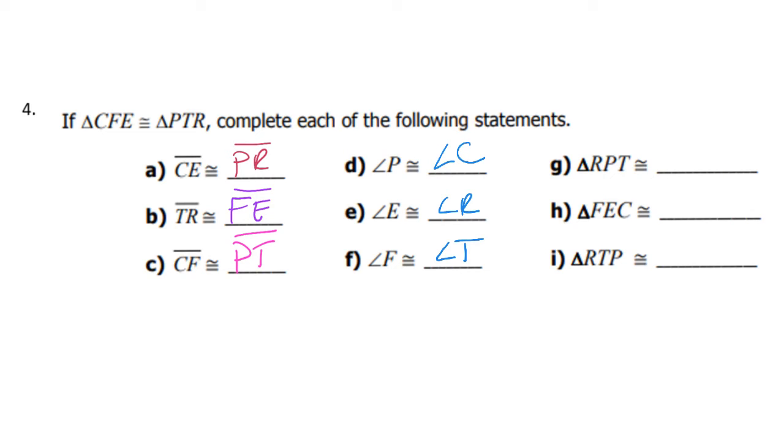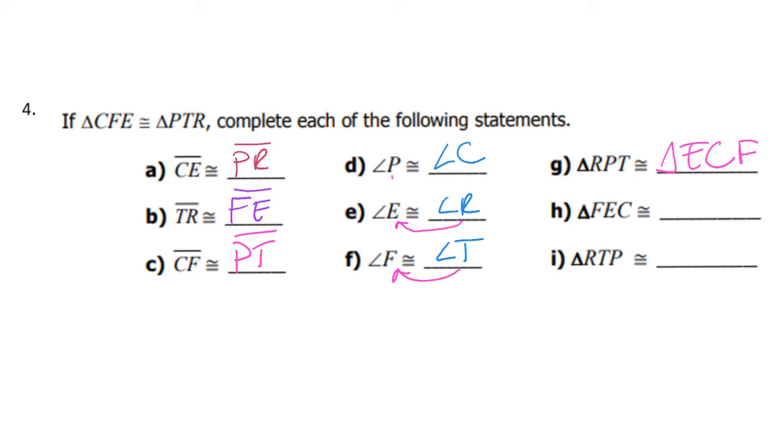All right, so we know that this is asking for RPT. If you look back at the middle column, you'll see that angle R correlates with angle E, so that needs to go first because R was first. Then P was next. Well, P correlates with C, so that goes next. And T correlates with F, so that goes last.